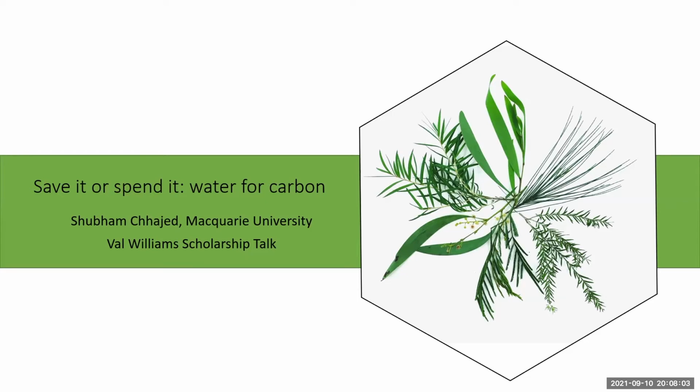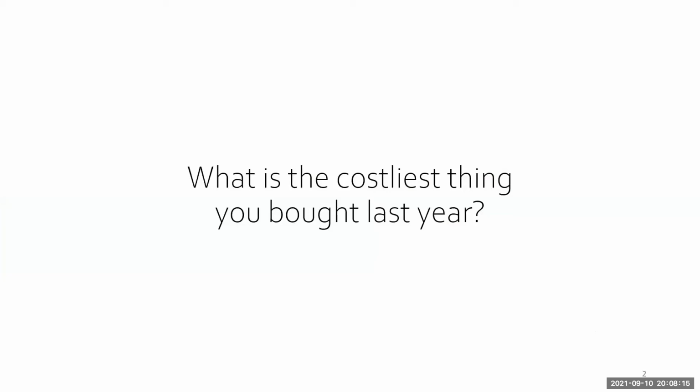So today I'm going to talk about saving water or spending it, and how plants use water. Just to begin this talk, I wanted to ask a question to all of you. What is the costliest thing that you bought last year? If you want to unmute yourself or put things in the chat, it's fine. Just a few ideas. Awesome. I'm seeing some options in the chat: a house, food, windows, clothing, perhaps tissue roll. Anyone?